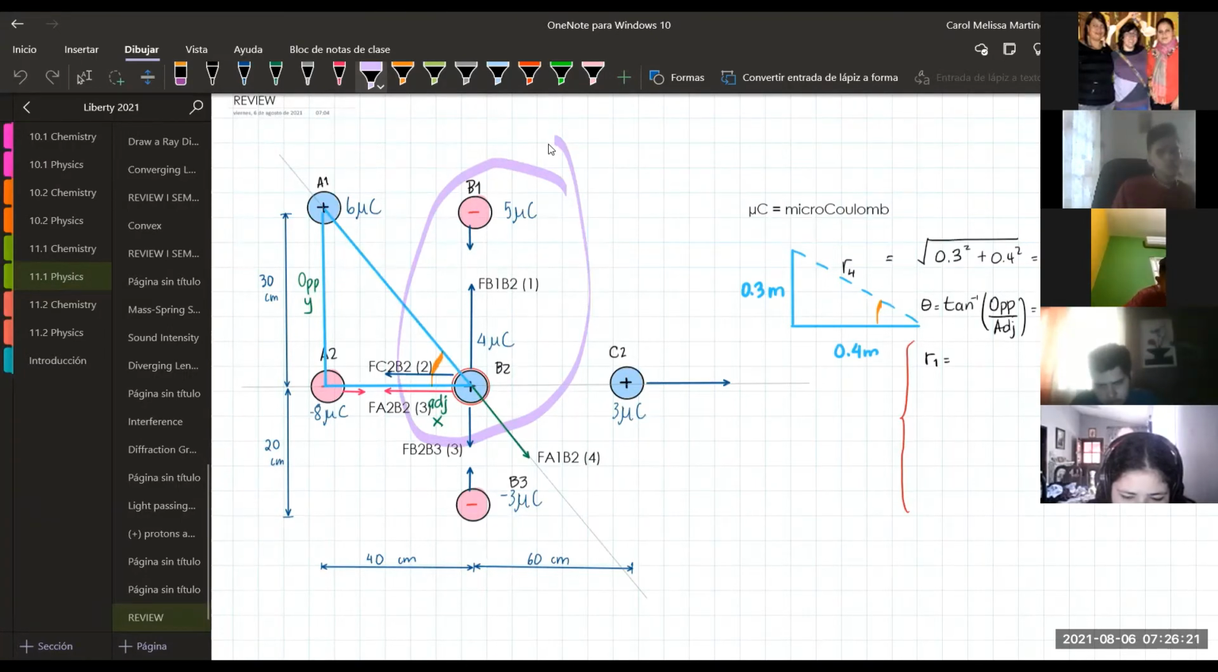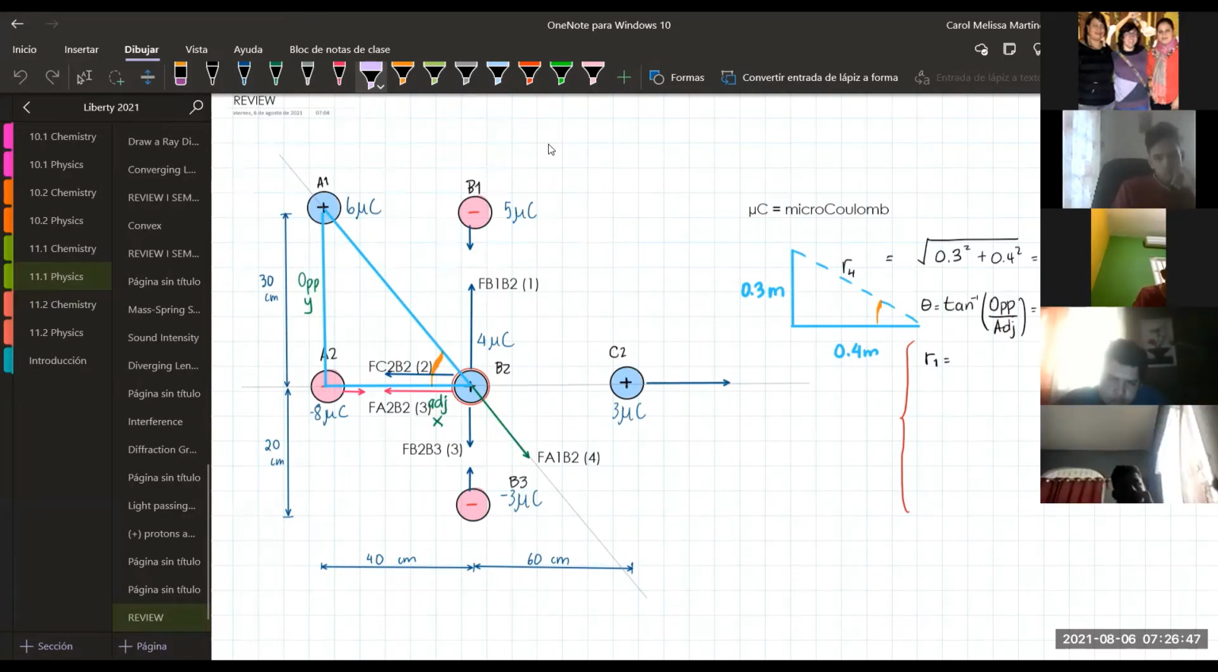So you have to see the distance between the forces. I have my particle here and the other particle here that involves the first force. What is the distance that I have in total? What is this distance? Participate in my class, please. 0.3 meters. Okay, R2 is going to be the distance for the force 2. The force 2 is this one here. And this is a repulsion force between C2 and B2. So it's the distance between C2 and B2. What is the distance I have here?